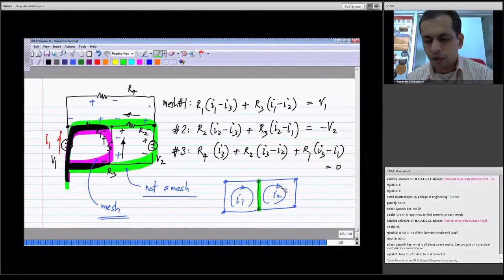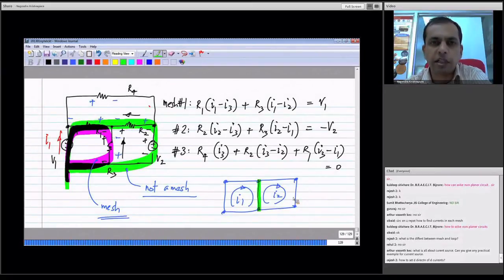So, every branch current can be written either as a single mesh current, or as a difference between two mesh currents, okay? And this is analogous to, if you assign node voltages, every branch voltage will be either equal to some node voltage, okay, if the branch is between that node and the reference node, or it will be the difference between two node voltages, okay? Is this fine?